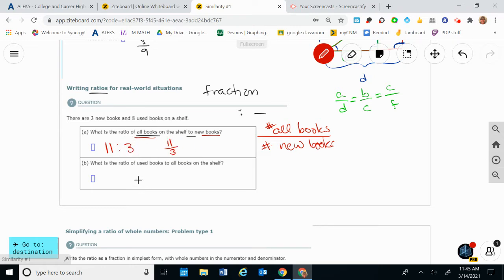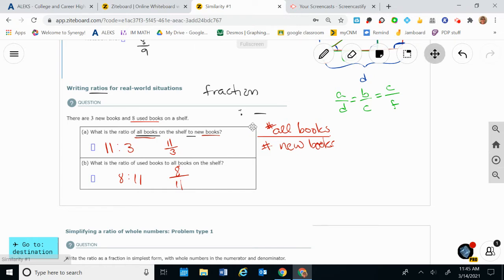I'm not sure which way they want it. What is the ratio of used books to all books? There are 8 used books to all books, 8 to 11.